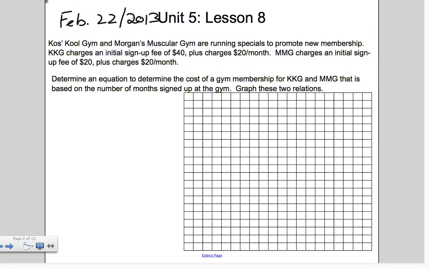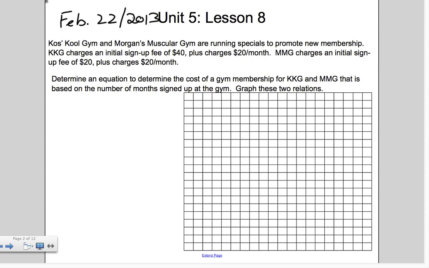So we have a couple of gym memberships. One from Causes Cool Gym and one from Morgan's Muscular Gym. So we're trying to run a promo. So what we want to try to do is simulate this or get an understanding of cost. What is the cost to sign up for these gyms?